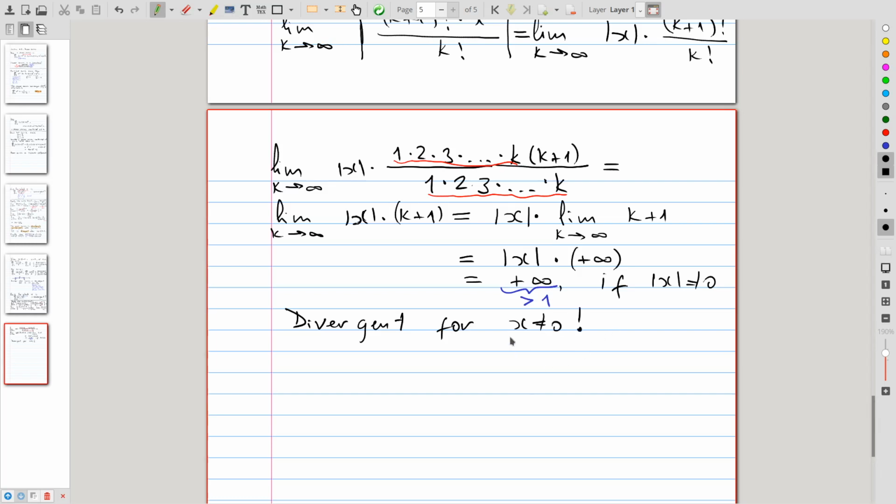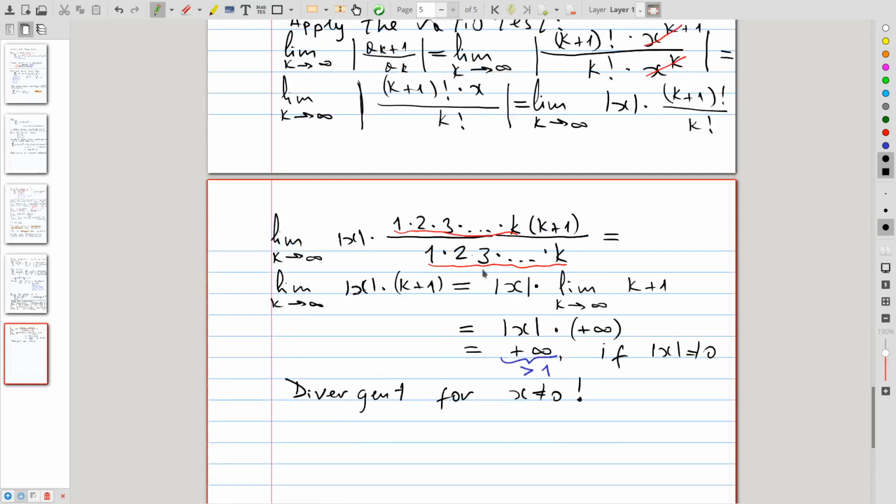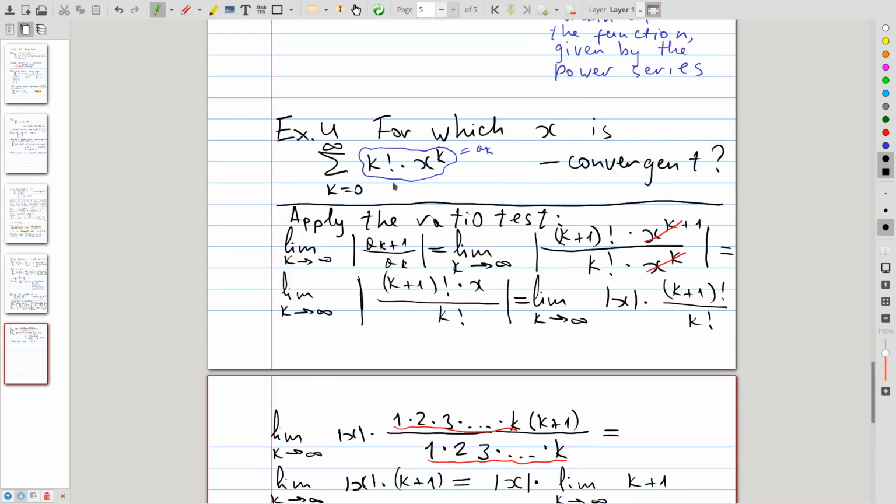What happens for x equal to 0? Well, let us look here. When x is 0, all the terms of this series, except for the very first one, vanish. I want to emphasize that 0 factorial, which is something that happens when you plug in k equals 0, we will agree to say is equal to 1.